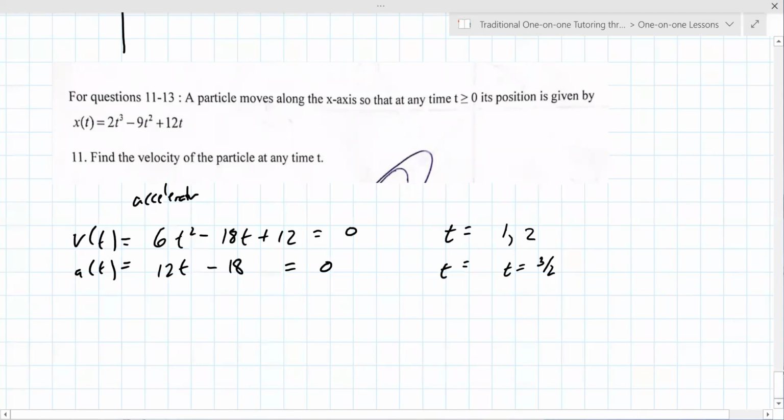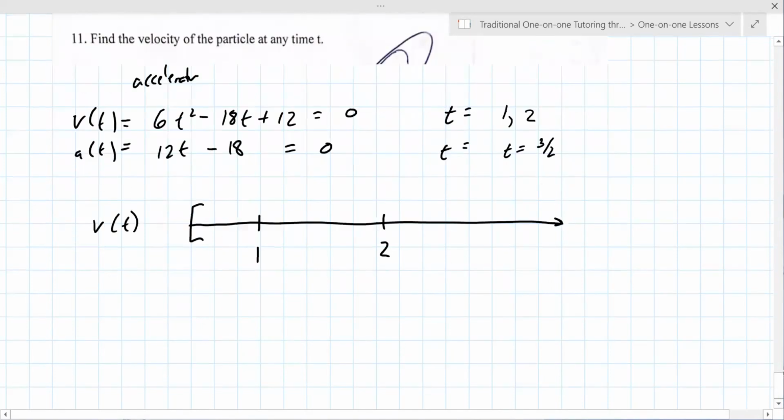Yep. Perfect. Okay, so now let's make some sign charts. We'll make one for v of t. Now it does start at 0. You don't have to go forever. So it's 0 out to infinity. And we'll put those two critical points in there, 1 and 2. And then we want to decide whether it's positive or negative in each of these intervals. Do you remember how to?